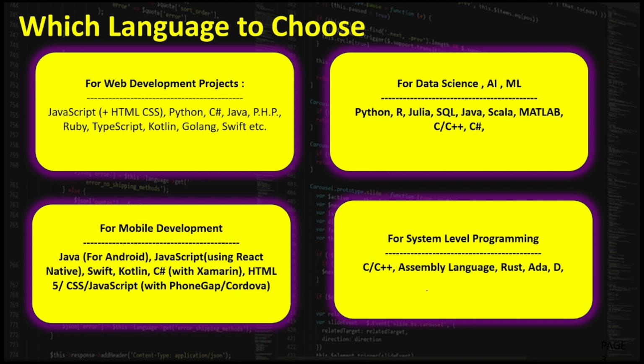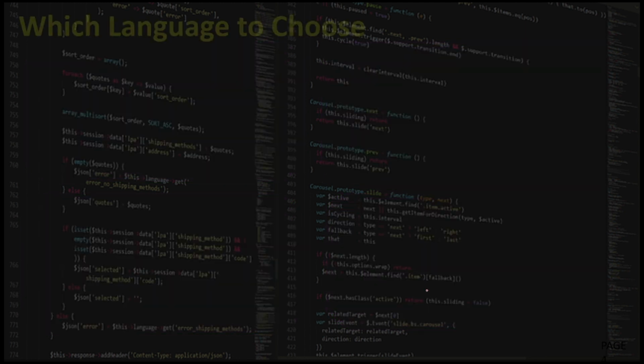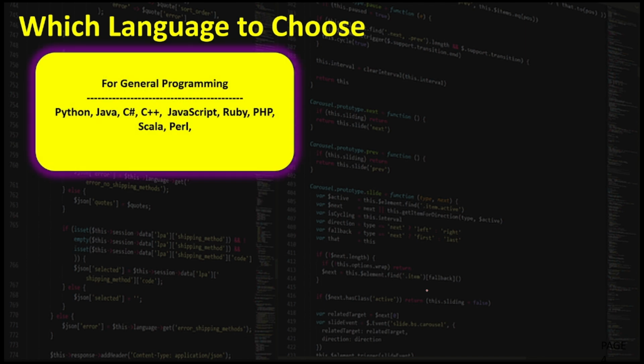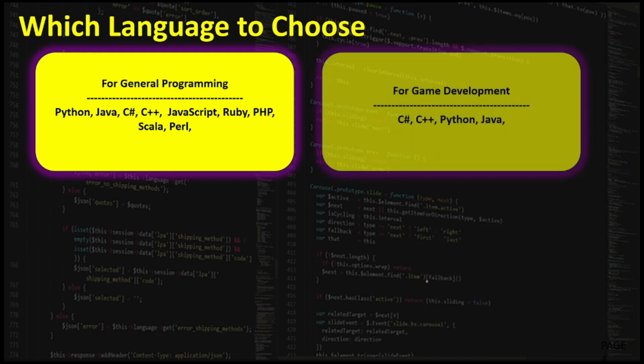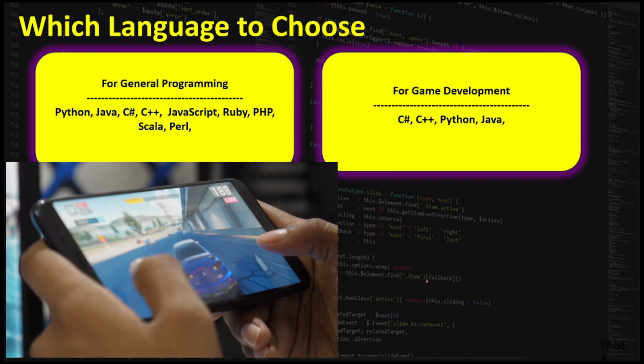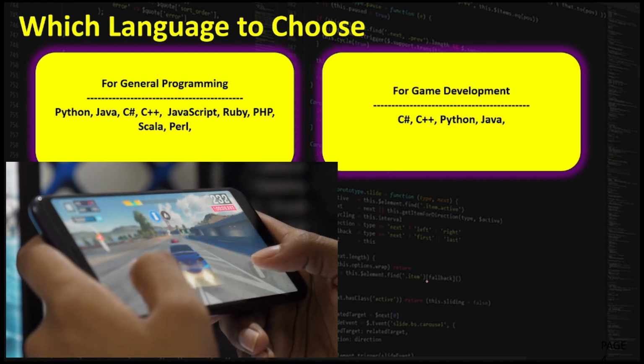So these snapshots are going to make the thought for you to select the language pretty much clear. Going for the other possibilities, if you have general programming and you want to write huge applications like multi-tier applications or any general purpose applications, then you can select any of these like Python, Java, C#, C++, JavaScript, Ruby, PHP, Scala, Perl, or whatever. You have game development, we have specific languages, like C#, C++, Python, and Java.